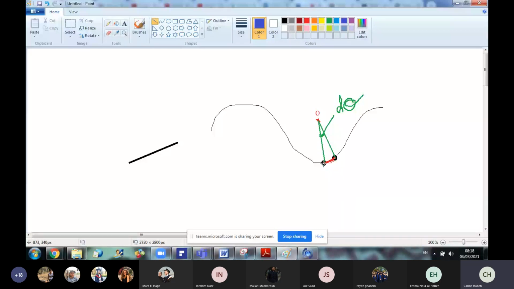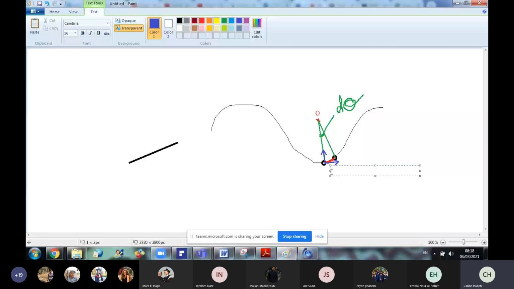Ut is always tangent to the path, and perpendicular to the radius of curvature. So this is ut at the first position, and un is this one. Un is perpendicular to ut, along the radius of curvature, directed towards the center of curvature. So if I want to write here, this is ut and this is un.